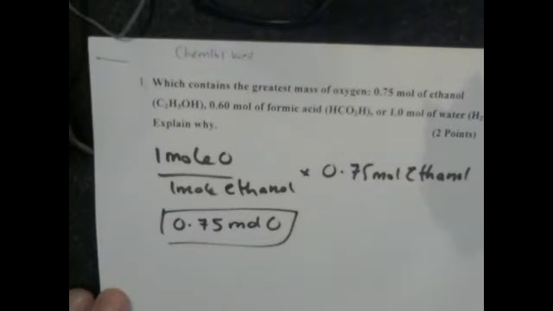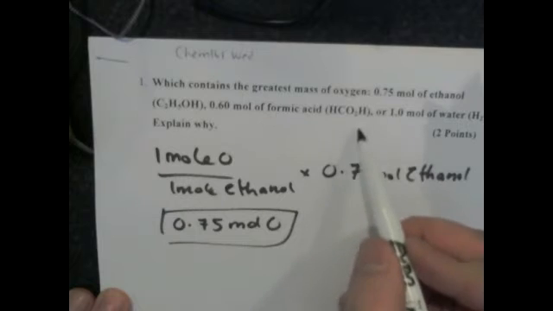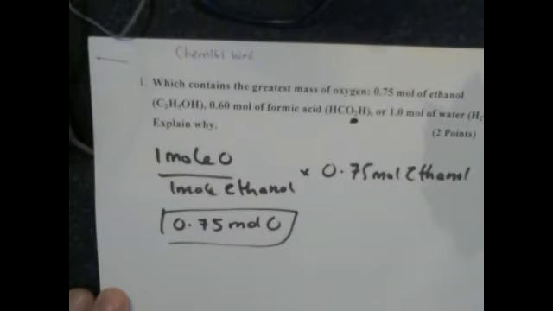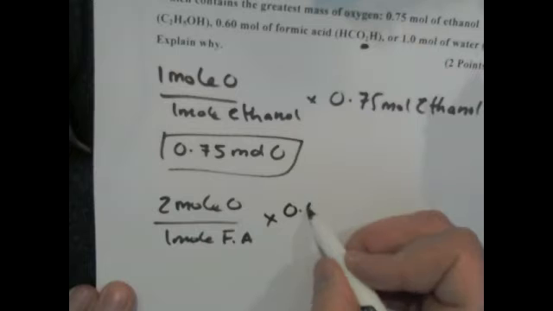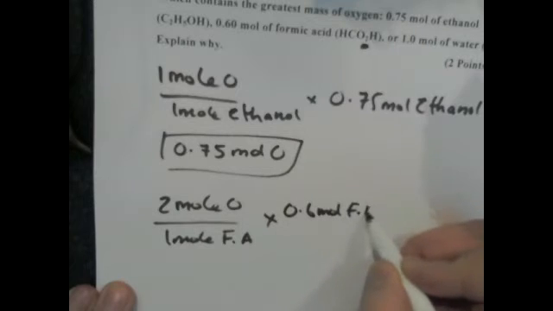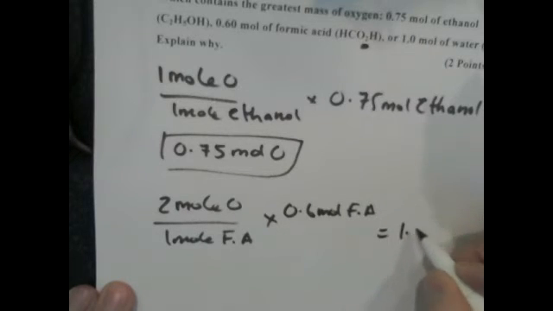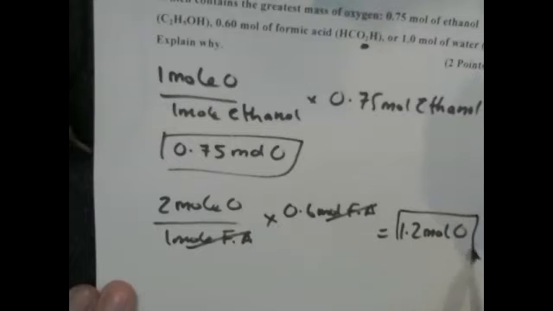Now, what if I've got 0.6 moles of formic acid? The key thing here is in formic acid, you get 2 moles of oxygen for every 1 mole of formic acid. So 2 moles of oxygen for 1 mole, and I'm just going to call it Fa. And so now I've got 0.6 mole of Fa. So 0.6 times 2, I've got 1.2 mole of oxygen, okay?